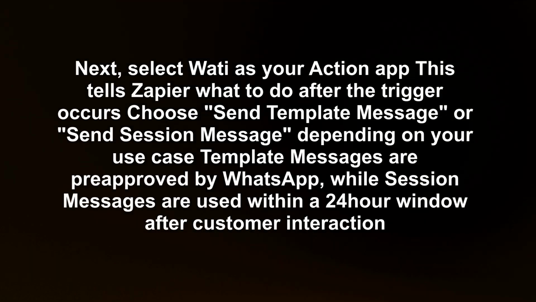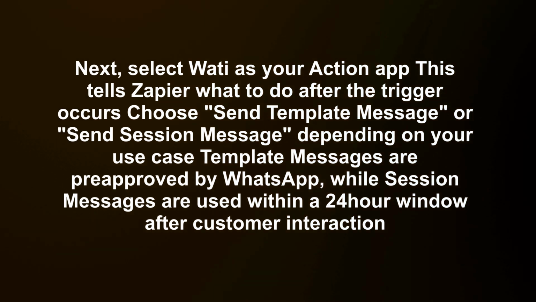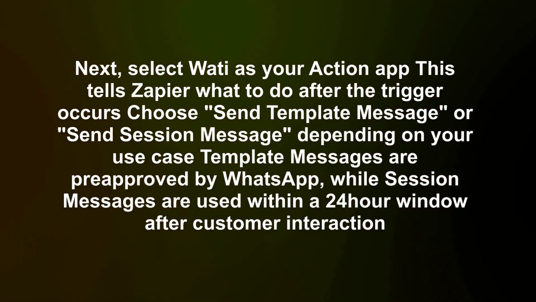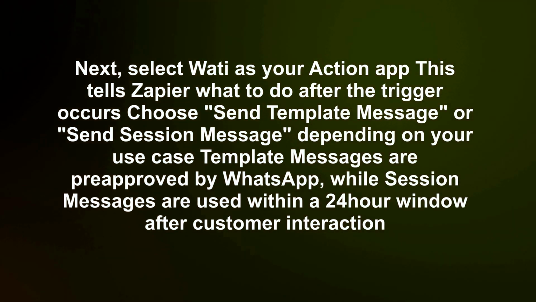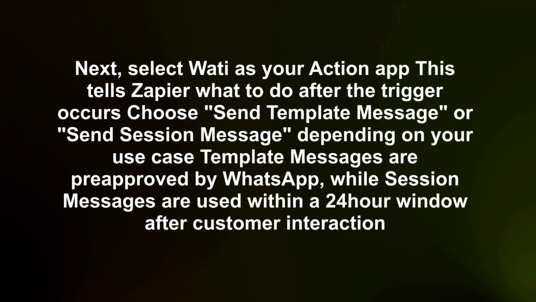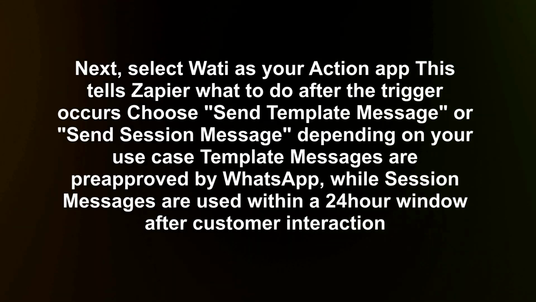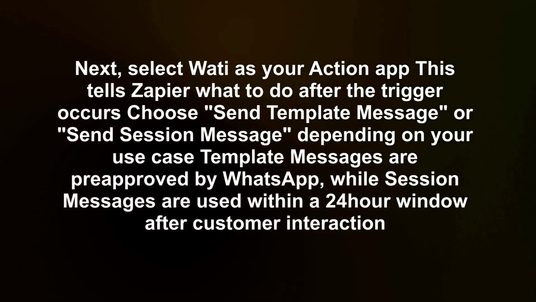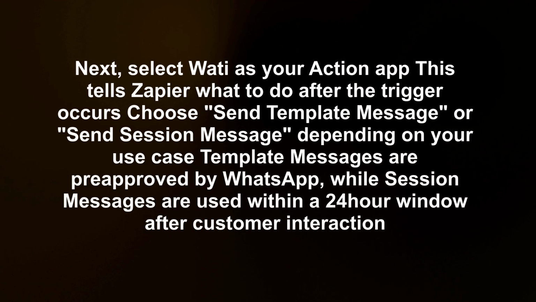Next, select Wati as your action app. This tells Zapier what to do after the trigger occurs. Choose Send Template Message or Send Session Message depending on your use case. Template messages are pre-approved by WhatsApp, while session messages are used within a 24-hour window after customer interaction.